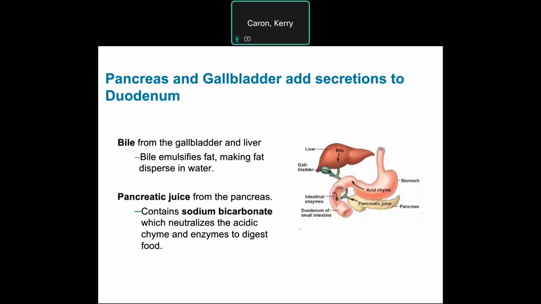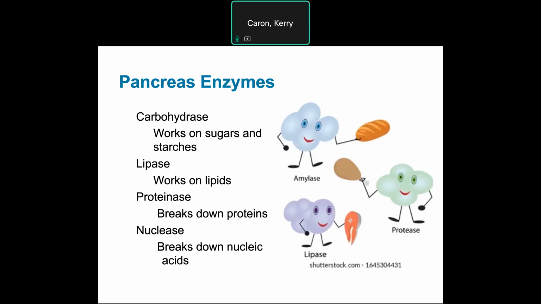Okay, so bile from the gallbladder and the liver emulsify or break down fat, allowing it to mix with water. The pancreatic juice contains sodium bicarbonate, which is a buffer, and enzymes to digest. Here are some of the pancreatic enzymes. Remember the ASE, the enzymes, ACE? So carbohydrase works on sugar and starches. We also had amylase in the saliva. Lipase works on lipids. Proteinase works on proteins. And nuclease breaks down nucleic acids.